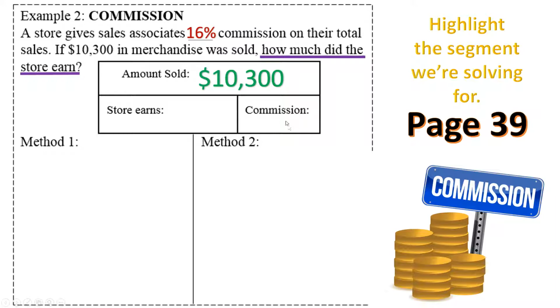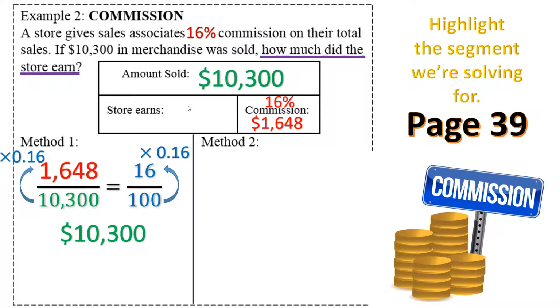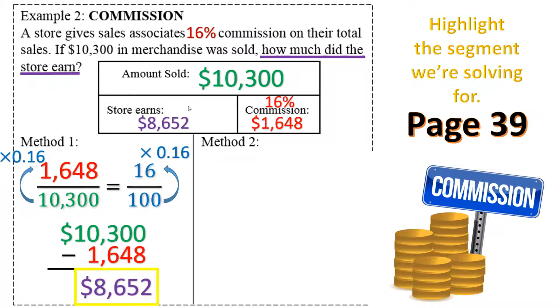We need to figure out the commission and then how much the store earns. The commission is going to be 16% of $10,300. So that's times 0.16. 10,300 times 0.16 is $1,648. So using this method one, we solve just like we've been solving. And to figure out how much the store earns, we have to subtract the commission that they're going to pay their sales associates. And therefore, the store is going to earn $8,652.